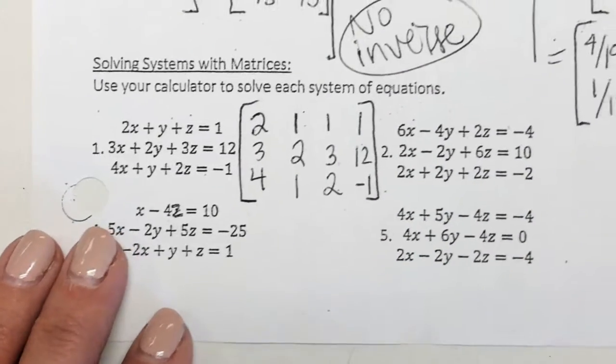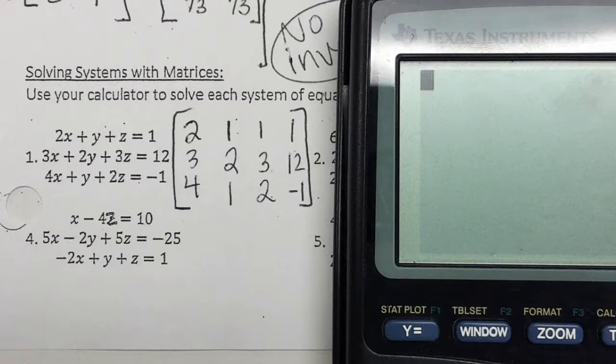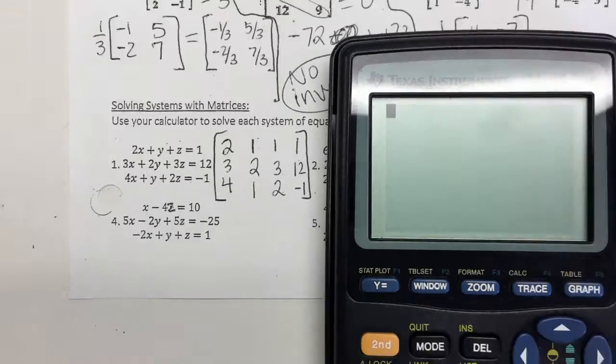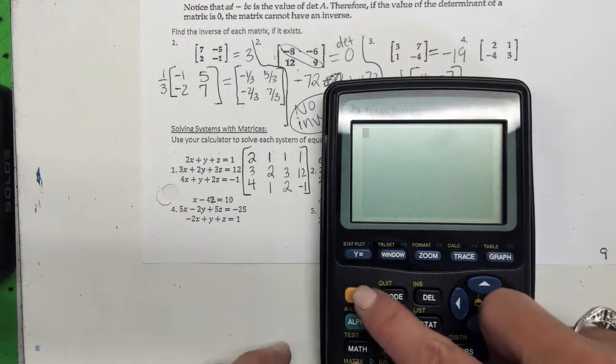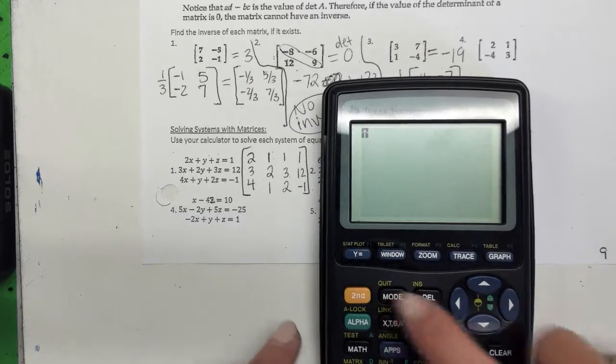Type that one in. Go ahead and put that in your matrix. And this is a what size? 3 by 4, so you'll need to put that in. I'm going to put mine in for A.